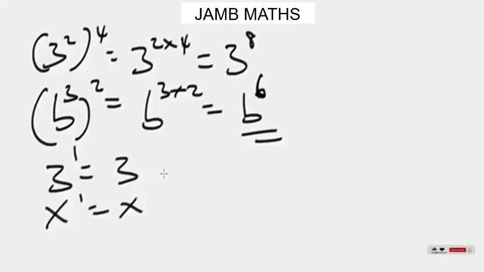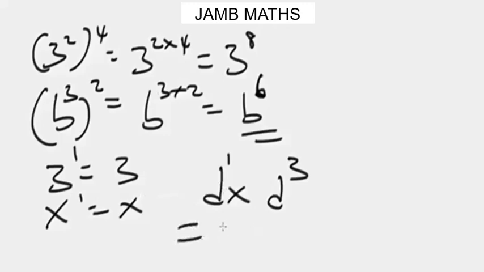Now, when you have something like d times d to the power 3, this d, there is an invisible power on it. That's 1. 1 is the invisible power. So it is considered as 1 here. That means we are going to involve 2 rules here. This fourth rule now we are dealing with, and the multiplication rule.